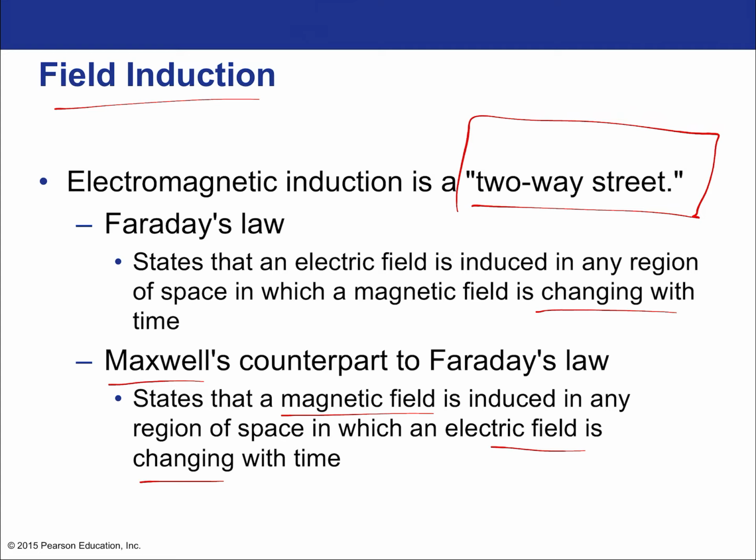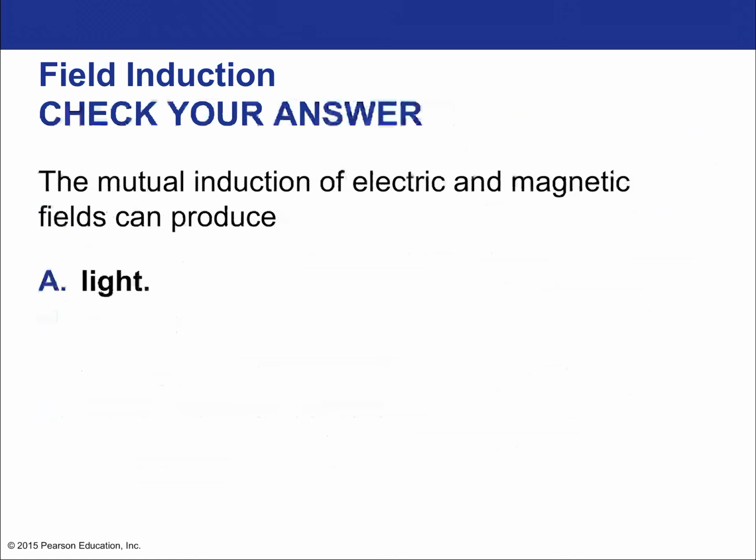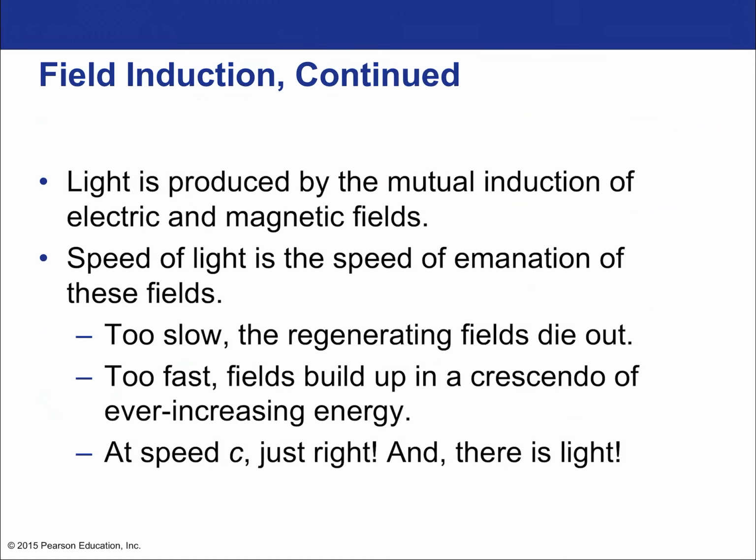The idea is that a changing magnetic field creates a changing electric field, and a changing electric field creates a changing magnetic field. One causes the other, and so on. You can have a chain reaction. So the mutual induction of electric and magnetic fields can produce light. And that's a topic we're going to be running with now for many chapters. Light is produced by the mutual induction of electric and magnetic fields. That is really what light is.